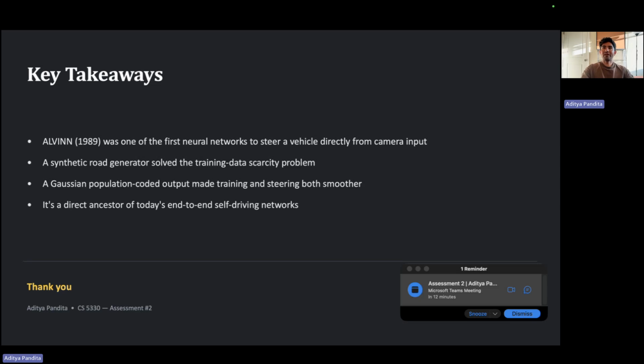So the key takeaways from ALVIN are: ALVIN was one of the first neural networks to steer a vehicle directly from camera input. A synthetic road generator solved the training data scarcity problem. The Gaussian population-coded output made both training and steering smoother. And it's a direct ancestor of today's end-to-end self-driving networks.